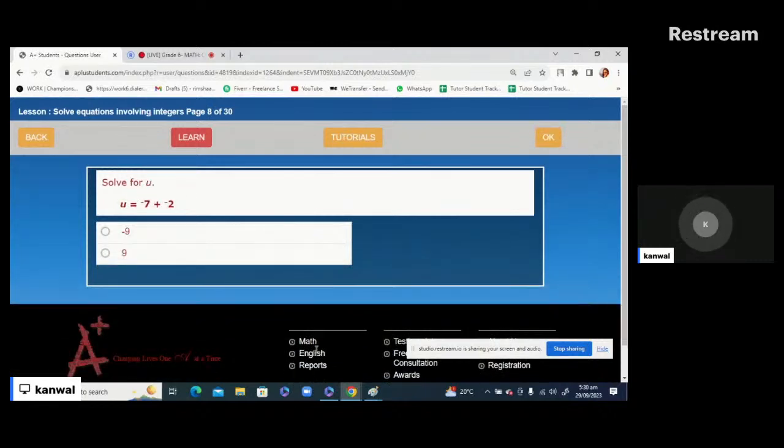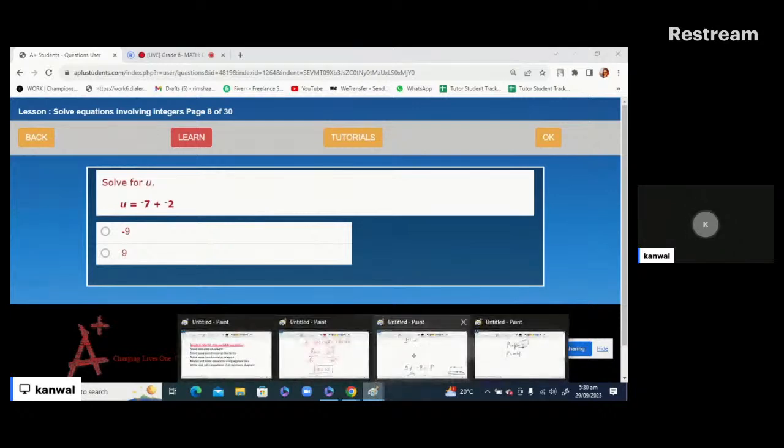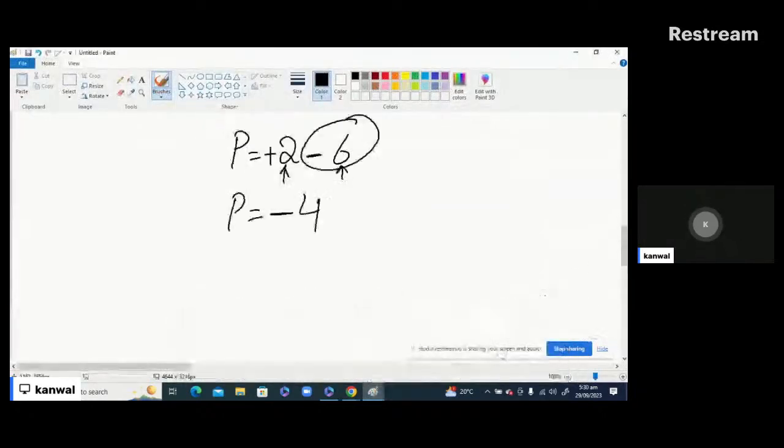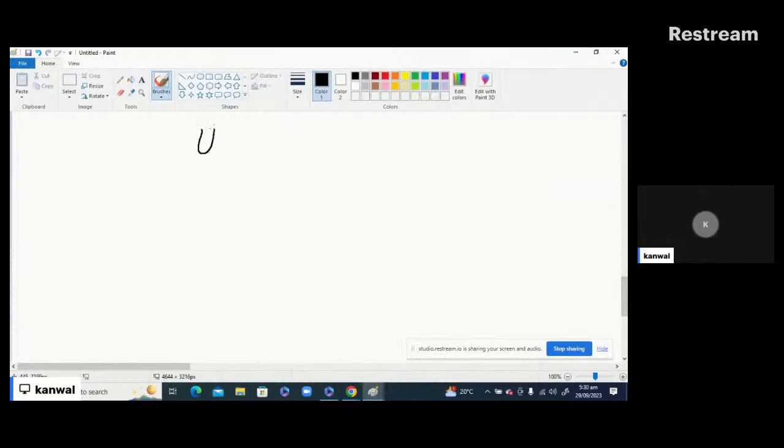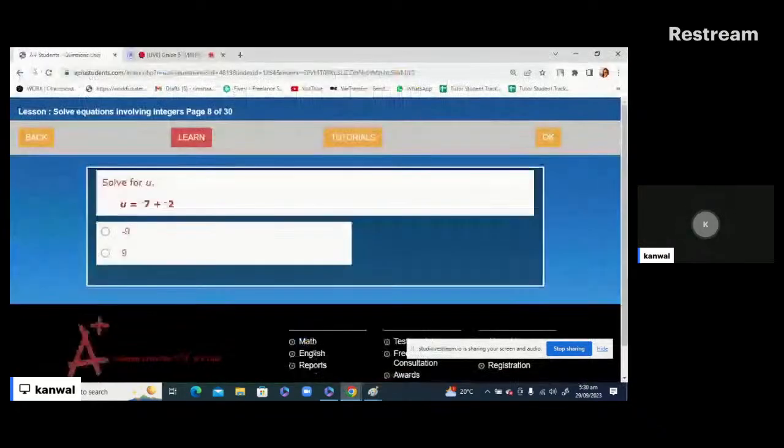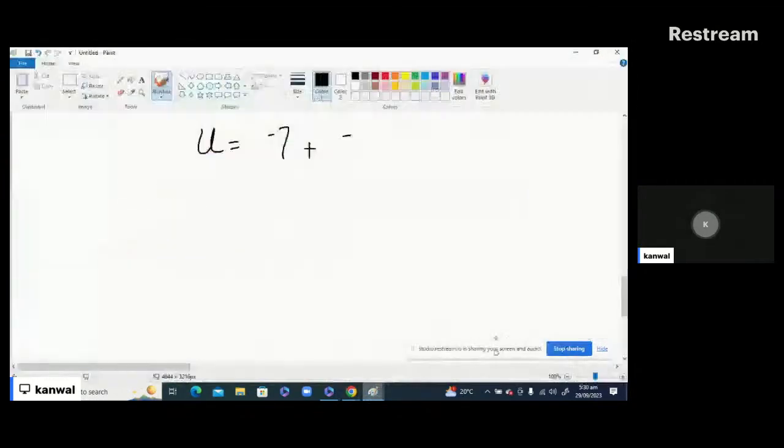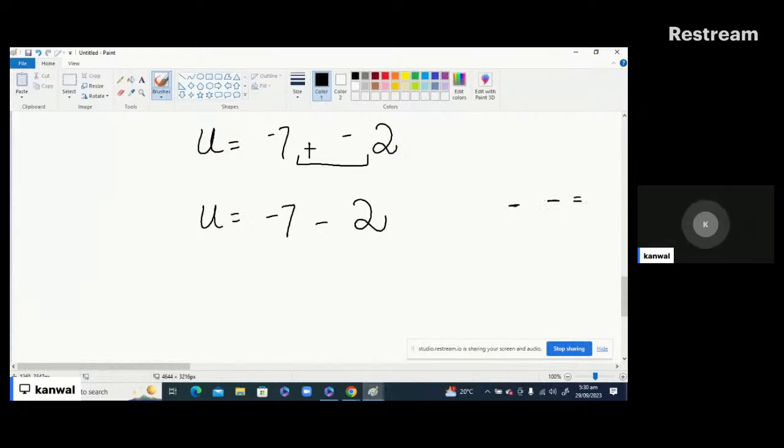U is equal to minus 7 plus into minus 2. Okay, let's solve this one. U is equal to minus 7 plus into minus 2. First of all, solve the sign in the middle. Okay, U is equal to minus 7, plus minus becomes minus 2. Now if there are two minus signs, what does it become? Plus. So 7 plus 2 is 9.